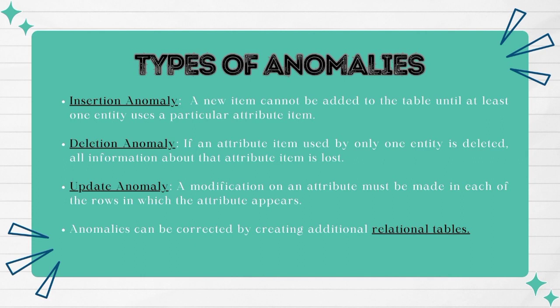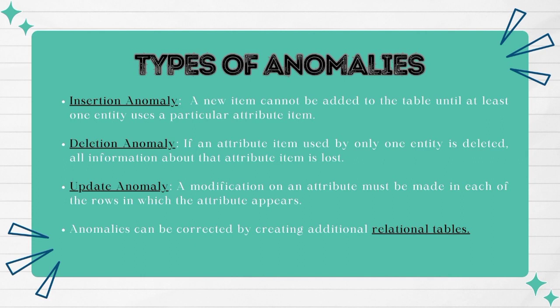Second naman is deletion anomaly. If an attribute item used by only one entity is deleted, all information about that attribute item is lost. The presence of the deletion anomaly is less conspicuous but potentially more serious than the update and insertion anomalies. A flawed database design that prevents the insertion of records or requires the user to perform excessive updates attracts attention quickly. Deletion anomaly, however, may go undetected, leaving the user unaware of the loss of important data until it is too late. And gaya nga nasabi ko kanina, it may result to an unintentional loss of the data.